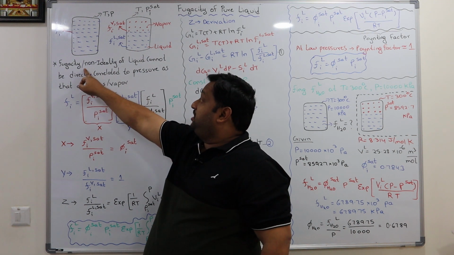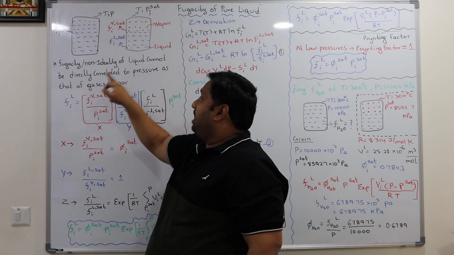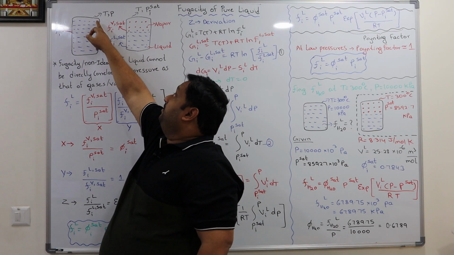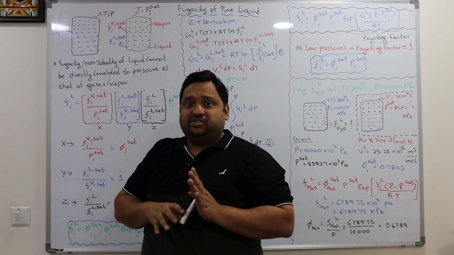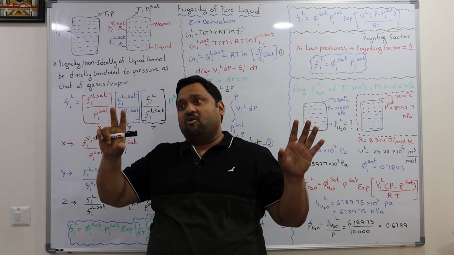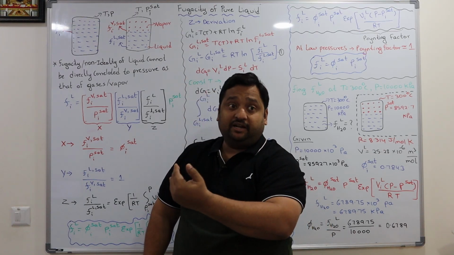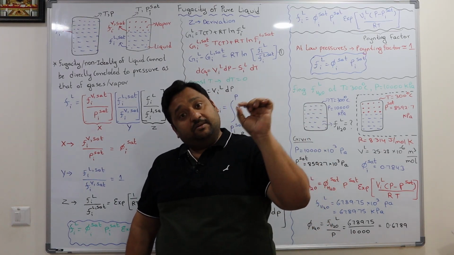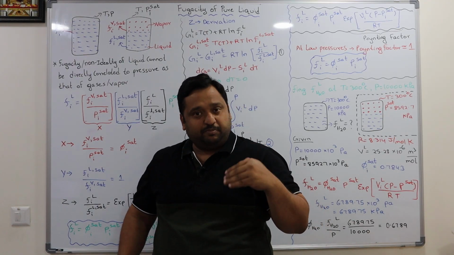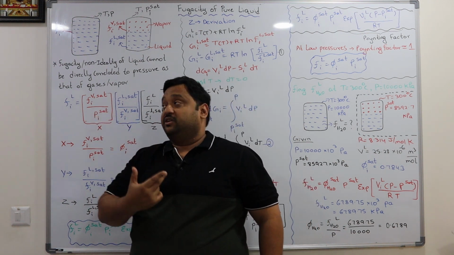Fugacity or non-ideality of the liquid cannot be directly correlated to the pressure as that of gases or vapor. In the last class, we said that fugacity can be directly correlated with the pressure. That means for ideal cases it is called the pressure, and for non-ideal cases it is called the fugacity for the gases. As far as liquids are concerned, you cannot directly correlate pressure with the fugacity. There is a separate term, which is the fugacity of the liquid. So there is a specific procedure to estimate the fugacity of the liquid. Let us discuss that procedure.